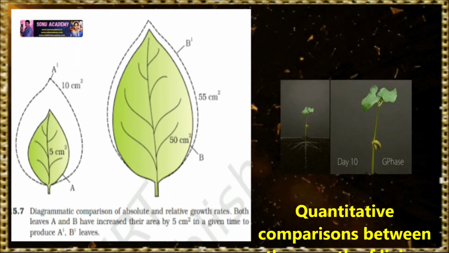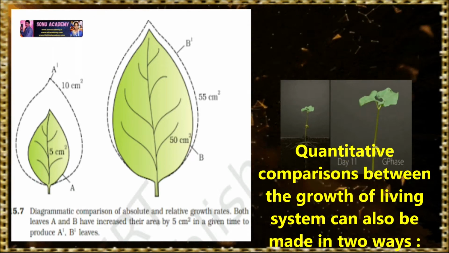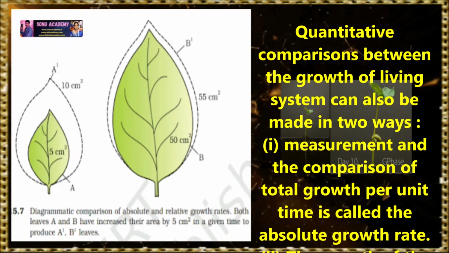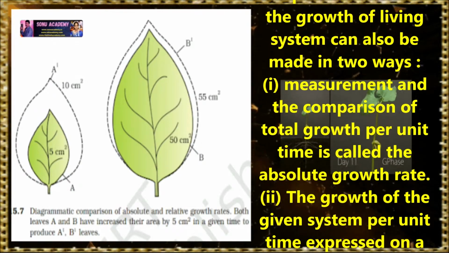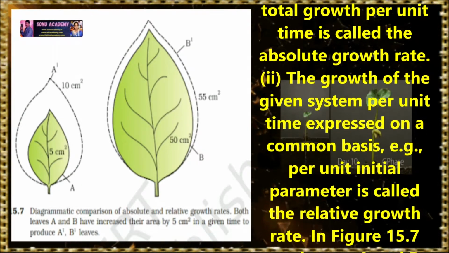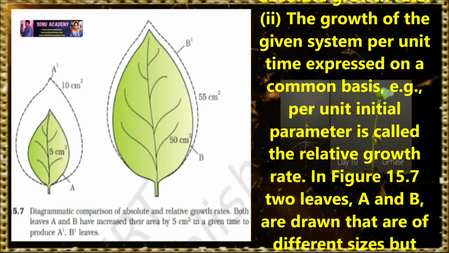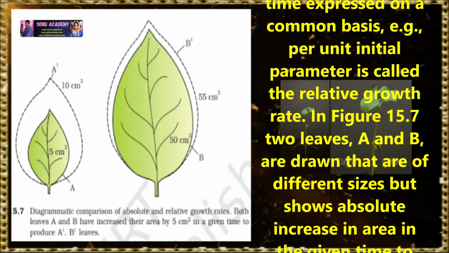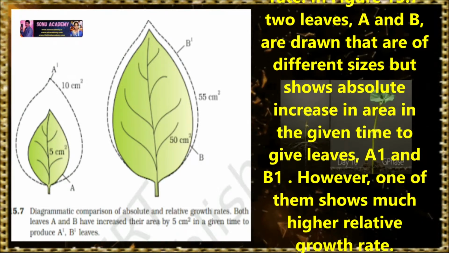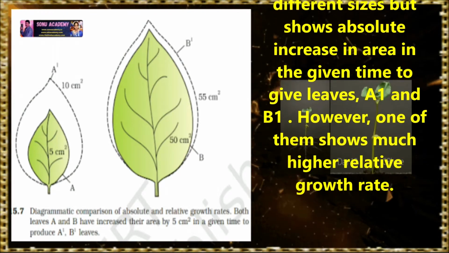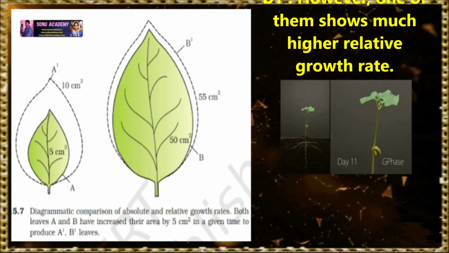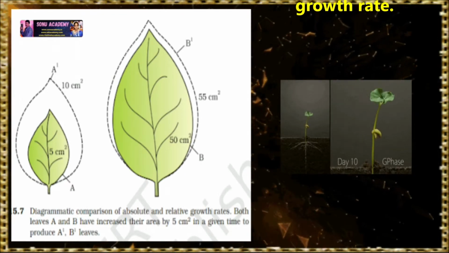Quantitative comparisons between the growth of living systems can also be made in two ways. One is measurement and comparison of total growth per unit time, called absolute growth rate. The growth of the given system per unit time expressed on a common basis, for example per unit initial parameter, is called relative growth rate. Two leaves A and B are drawn that are of different sizes but show absolutely equal increase in area in the given time. However, one of them shows much higher relative growth.